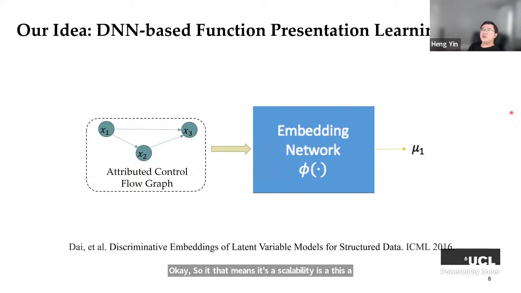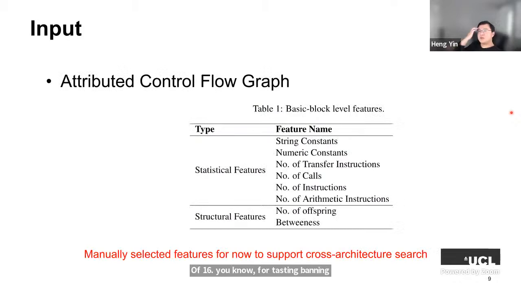So that's why we propose this approach that learns the function representation. As you can see, we have the same kind of control flow graph as inputs. We call it attributed control flow graph, ACFG, and we feed it into this embedding network, and it's going to produce this embedding. All right. At that time, we used a model from ICML 16 for this embedding network. Okay. So these are essentially some manually selected features that we borrowed from prior work from NDSS 16.